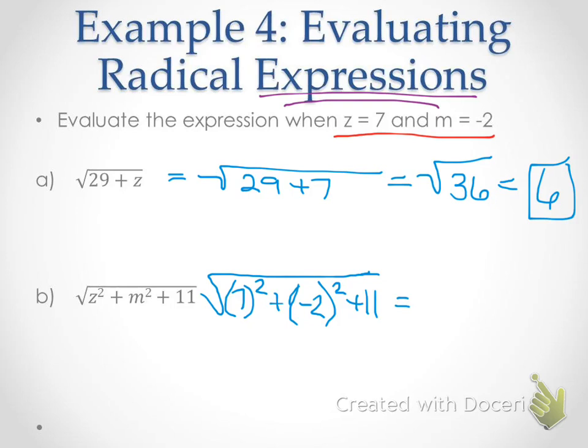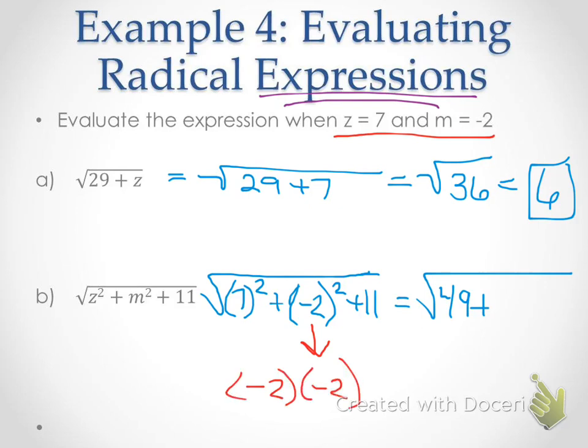So 7 squared is? 49. Negative 2 squared is? Is it negative 4 or positive 4? Remember, the reason I put it in parentheses is to show that I am multiplying negative 2 by itself twice. So negative 2 times negative 2 is what? Positive 4. Two negatives, an even number of negatives, equal a positive. All right, that's why it's important to put it in parentheses.